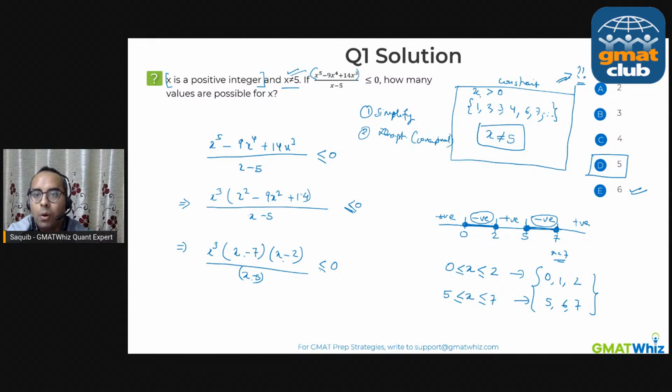Those of you who forgot about positive integer, what you're going to do is you'll say x not equal to 5. So hey, this case is not possible. So I have 5 cases. So let me mark D as my answer.